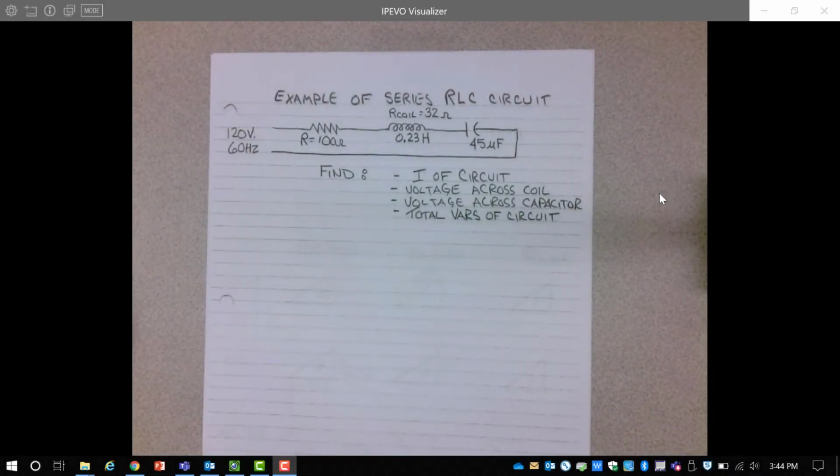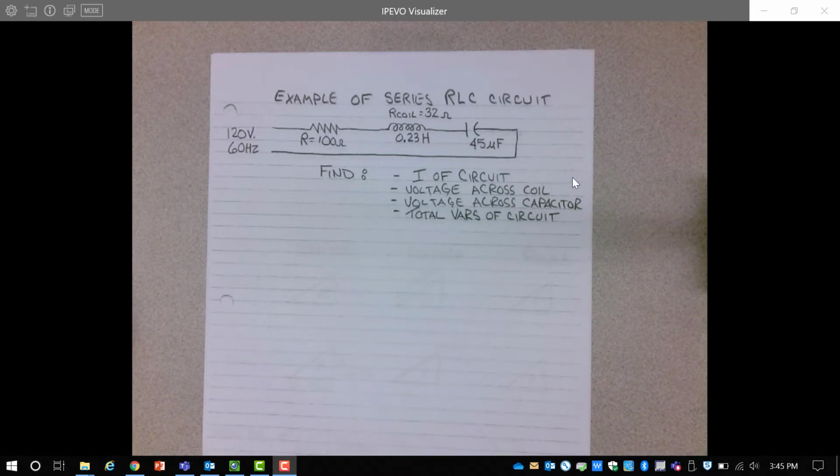Okay, in this video, we are looking at an example of a series RLC circuit. This circuit has a resistor, a coil, and a capacitor connected in series. The resistor has a resistance of 100 ohms. The coil has a resistance of 32 ohms and an inductance of 0.23 henries. And the capacitor has a capacitance of 45 microfarads.